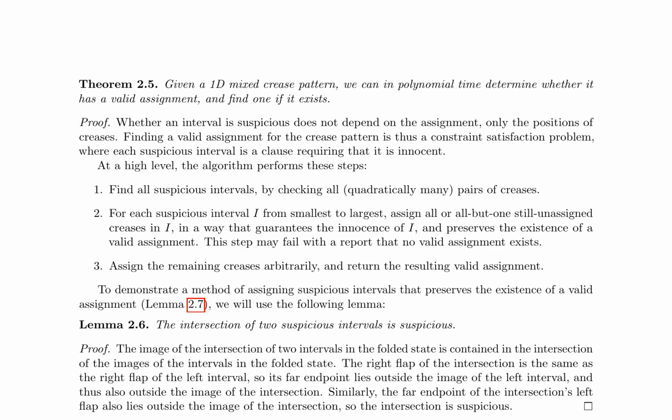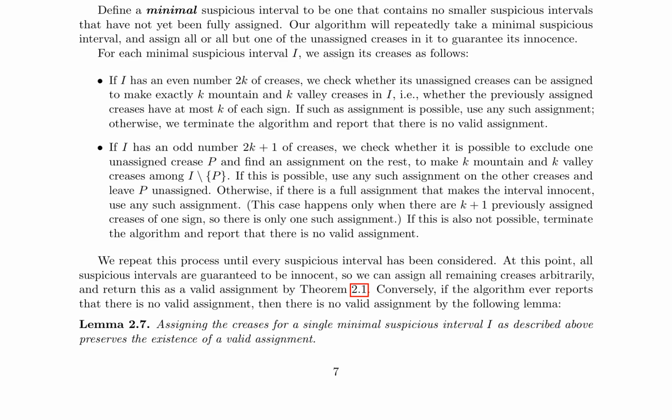They begin by defining suspicious intervals as those where the far endpoint of the right flap lies outside the image of the interval in the folded state, and similarly for the left flap. The authors then prove that the intersection of two suspicious intervals is also suspicious, and that assigning creases to make a suspicious interval innocent preserves the existence of a valid assignment.